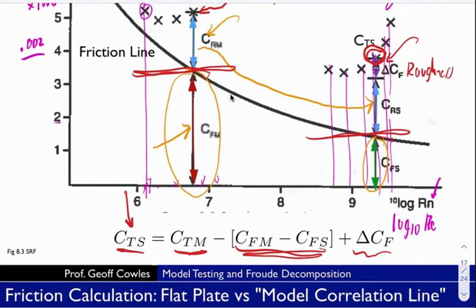I'm sorry, that's not right. That's what we want to know. This we're going to measure. This we're going to estimate. This we're going to estimate. And these are, again, functions of Reynolds numbers. These are Reynolds number dependent. This we're just going to tag on a constant value, and we're done.